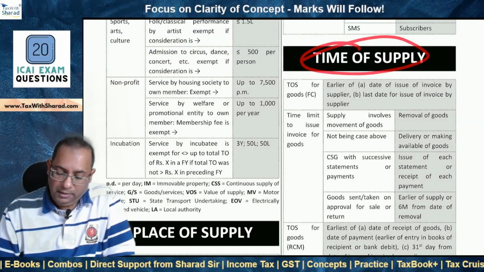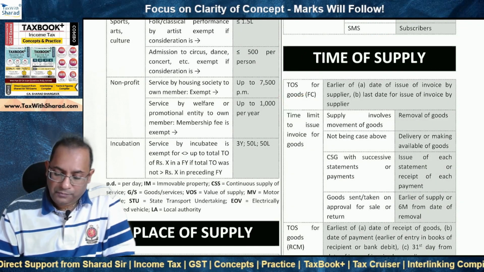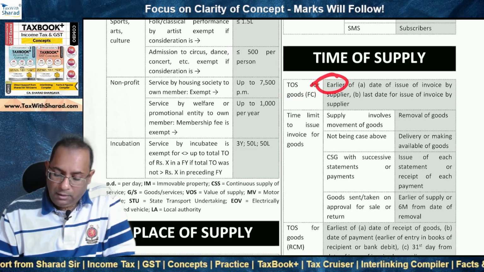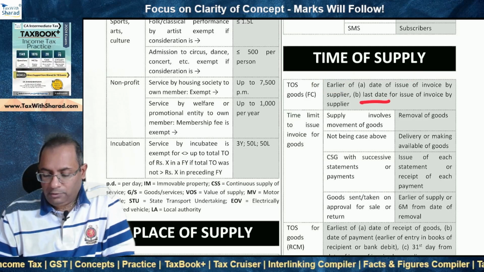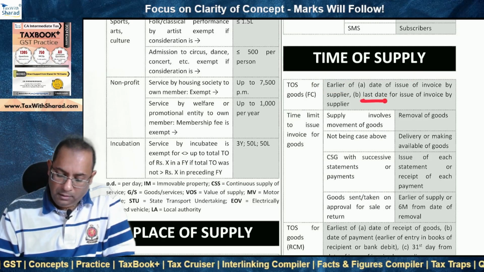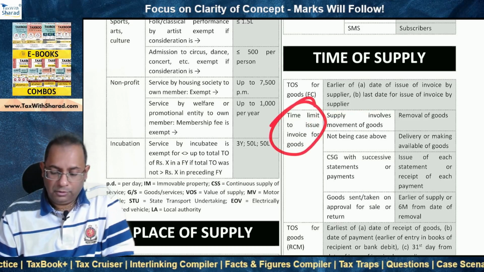Now we come to time of supply. Time of supply for goods under forward charge. Time of supply is the earlier of A or B: date of issue of invoice by the supplier, or last date for issue of invoice by the supplier. Now, what is the last date for issue of invoice? Time limit to issue invoice for goods.